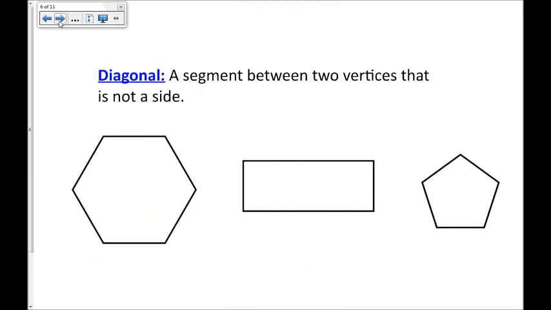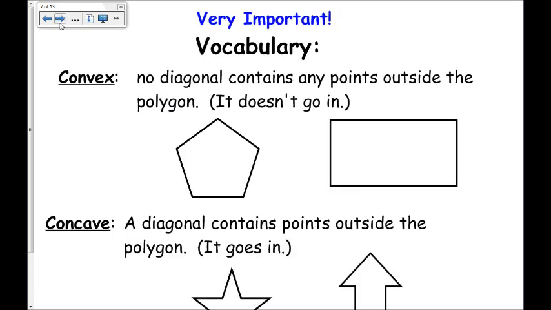Moving along. A diagonal is a segment between 2 vertices that is not a side. So this is a diagonal, and this is a diagonal, and let's see here. This is a diagonal, this is a diagonal. You connect 2 vertices and it's not a side. That's a diagonal. Now that's important for us because we will use that in finding the measures of the sum of the angles inside of a polygon.